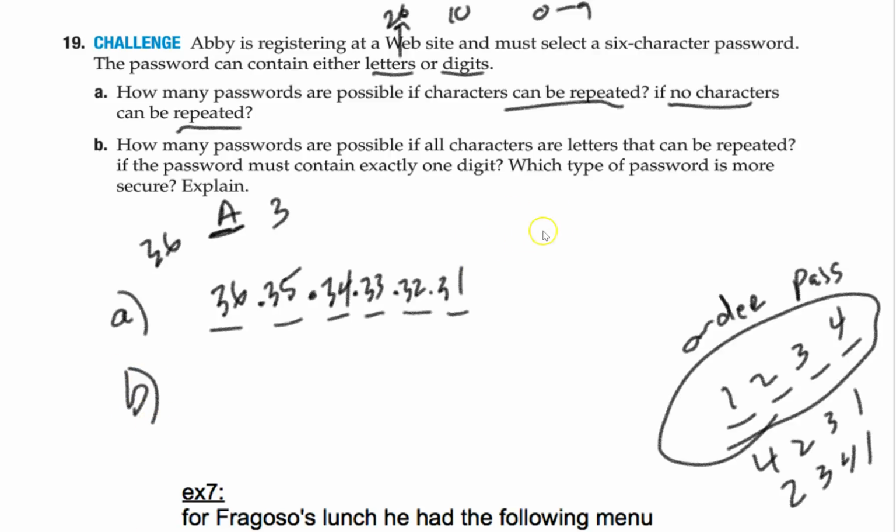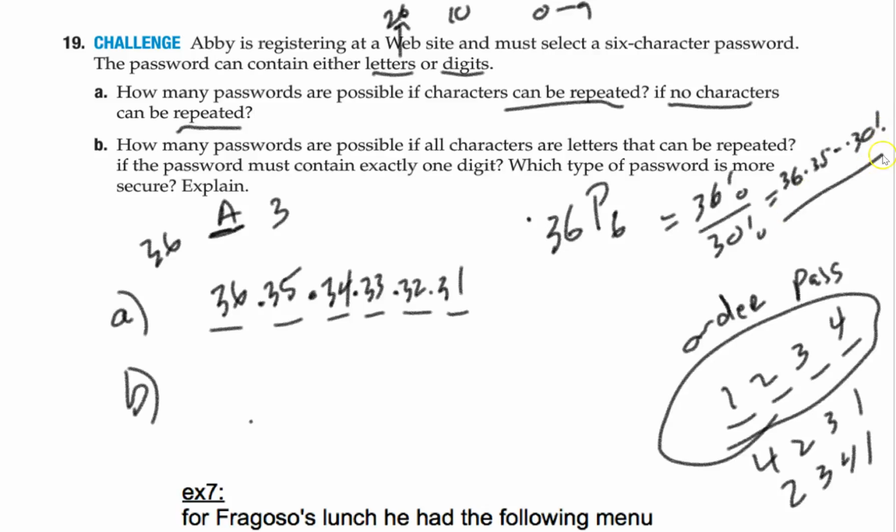That's the same thing, by the way, as saying, what do I have? 36P6. Right? Because I have 36 options. Order matters, they talked about, and there's only 36 possible characters, and there's only 6 places. And then remember the formula for this? It's 36 factorial over 36 minus 6, 30 factorial. Should be 36 times 35, all the way to 30. And then these will cancel out, and you basically get that.